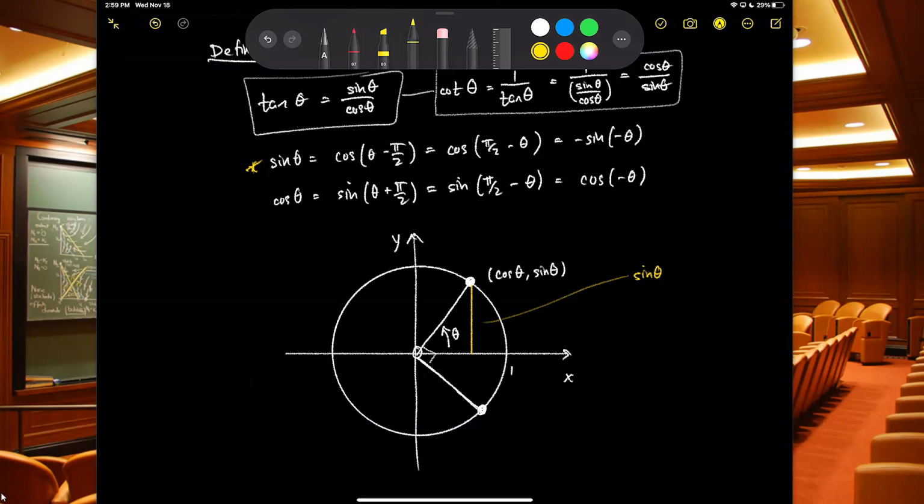And what they're saying is that this horizontal distance, not that, but this here, which is the cosine of that angle. So here's theta minus pi over 2. The cosine of that angle is equal to this height. And the same for the cosine, the horizontal distance, of 90 degrees minus theta.